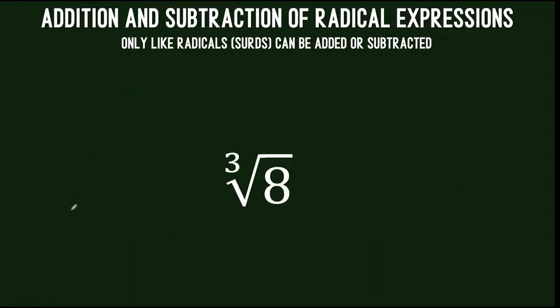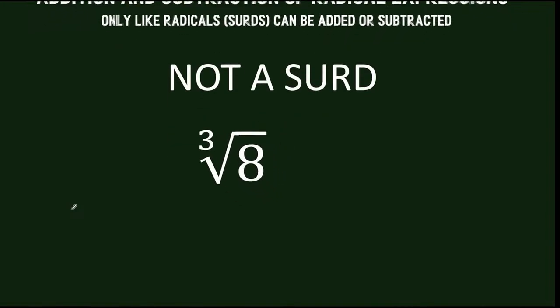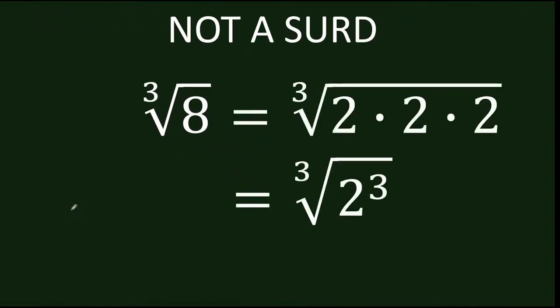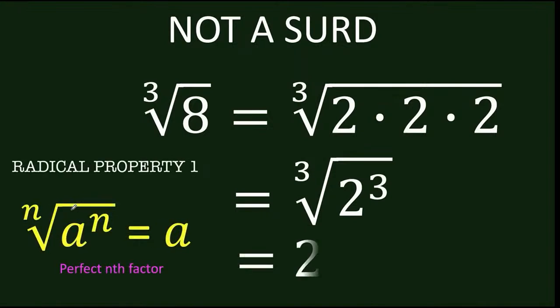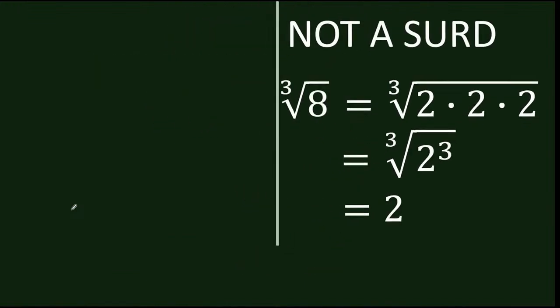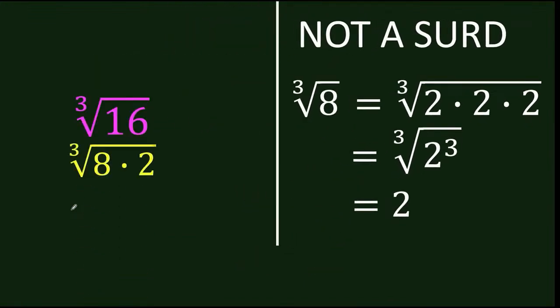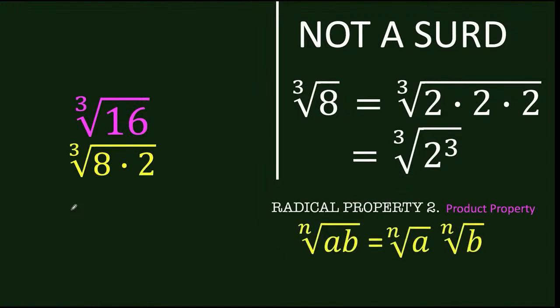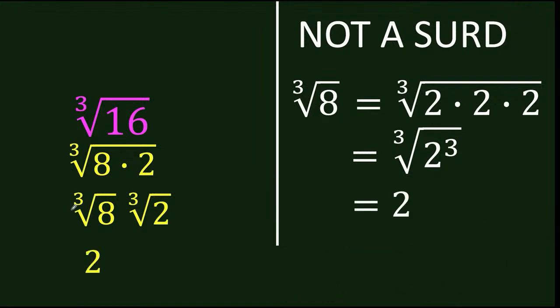Let me show you what we mean. For example, if you have the cube root of 8, this is not a surd because 8 can be written as 2 cubed, and the cube root of 2 cubed is equal to 2, applying the perfect nth power property. Whereas, when we are given the cube root of, let's say, 16, it can be simplified as the cube root of 8 times 2, and applying the product property of radicals, this can be written as two radicals. The cube root of 8 is 2, and the cube root of 2 is simply the cube root of 2. We now think of this as 2 copies of the cube root of 2. The cube root of 2 is an irrational number, it cannot be simplified anymore, and the cube root of 16 contains 2 copies of the cube root of 2.